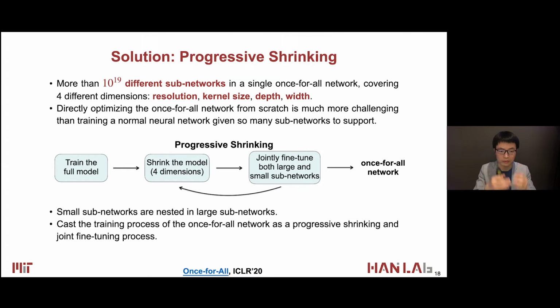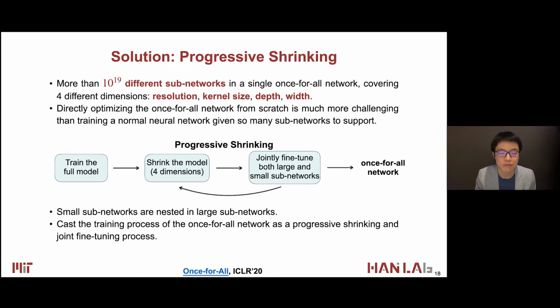So this is the high-level overview of progressive shrinking. We first train the full model, and then we shrink the model across these 4 dimensions: resolution, kernel size, depth, and width. After that, we jointly fine-tune both the large and the small subnetworks. We fine-tune a whole broad spectrum of subnetworks, and we repeat this process until we get a good once-for-all network.